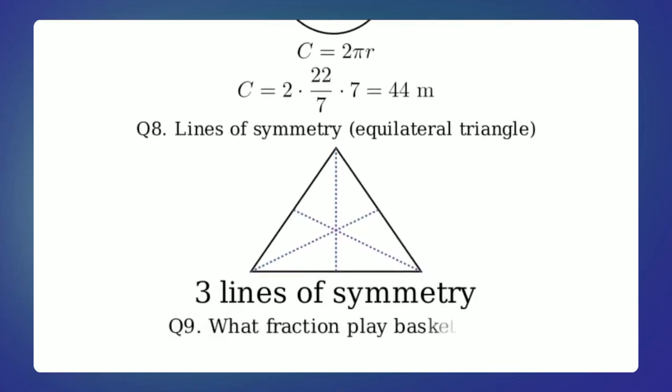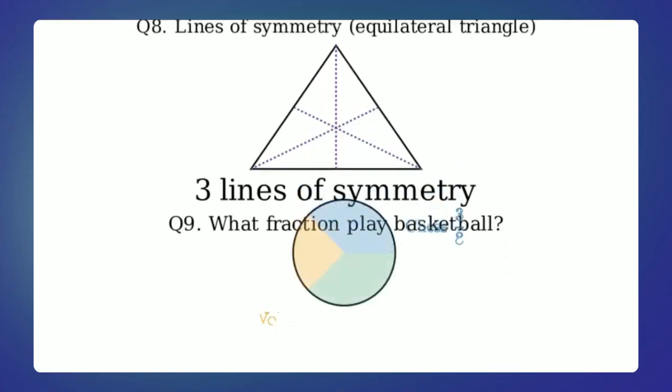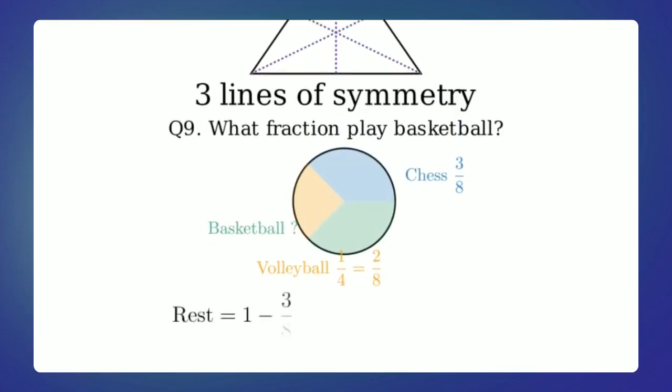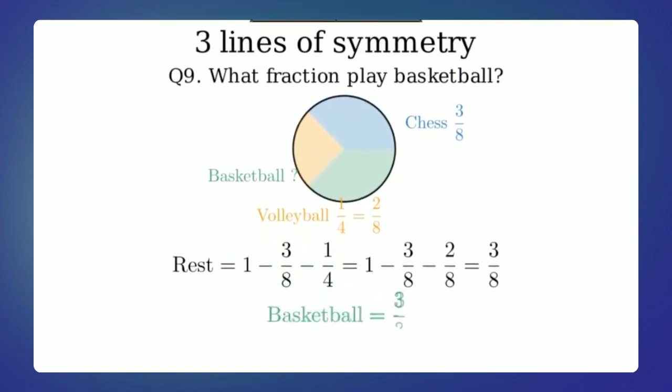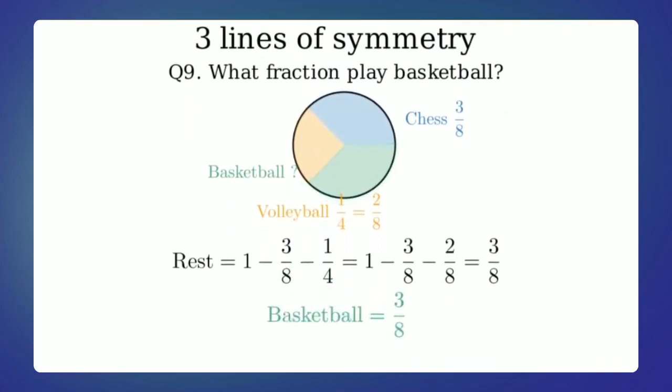Question 9. In a class, 3/8 play chess, 1/4 play volleyball, and the rest play basketball. 1/4 is 2/8, so the remainder is 1 minus 5/8, which equals 3/8. Therefore, the fraction who play basketball is 3/8.